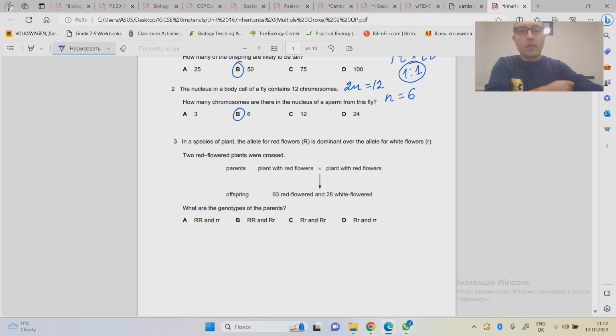In a species of plant, the allele for red flower is dominant. 2 red-flowered plants were crossed. As you see here, let's say that 28 of them are white, which means that it's a recessive feature. So it means that both parents are heterozygote. So they are red, but they have hidden, let's say, that recessive feature, which is expressed in 28 white flowers.